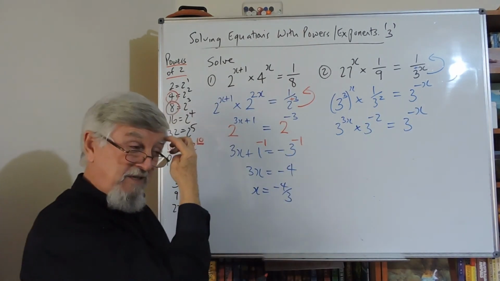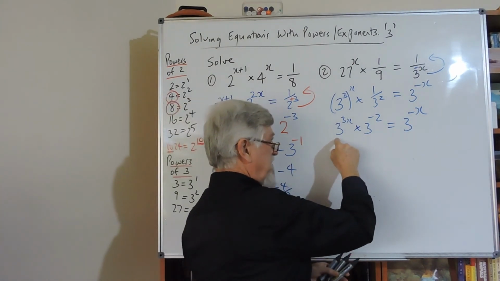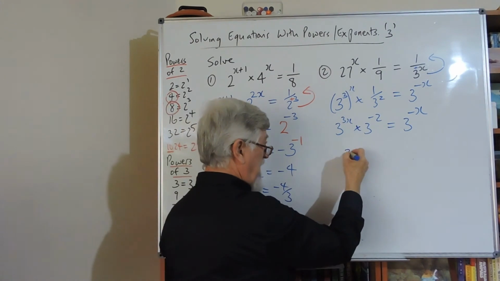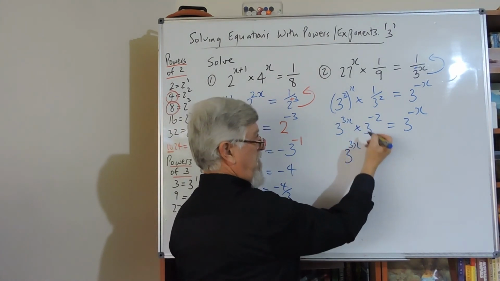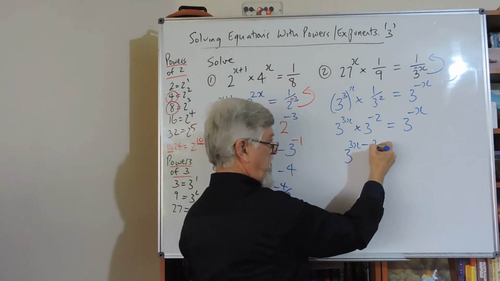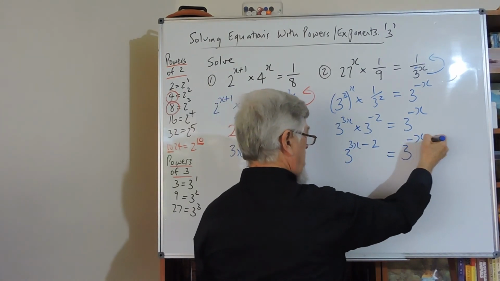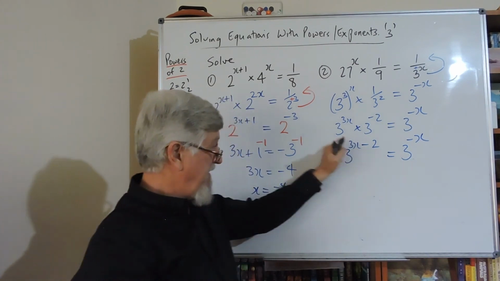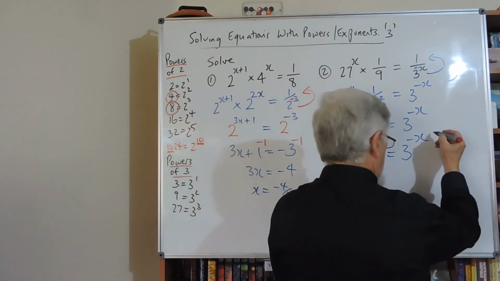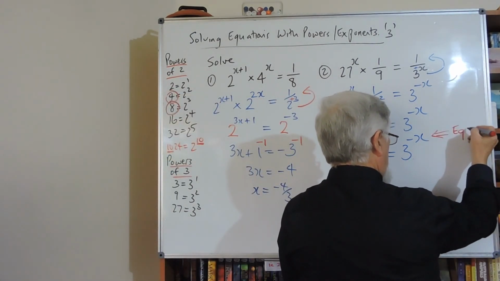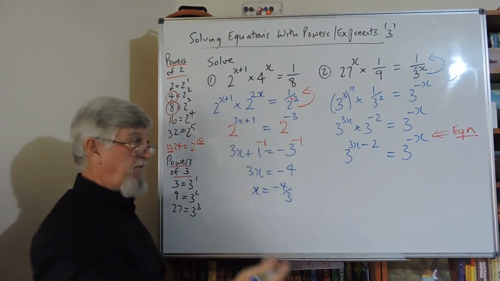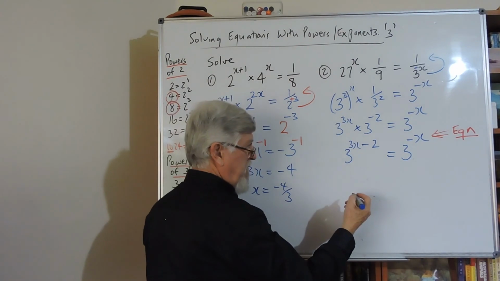Go back to the basics of multiplication. If the bases are the same, we can add the powers. Bit weird when we say we're adding the powers because it's 3x plus minus 2. We can just write minus 2. You've got 3 to the minus x. Once you've got just a 3 and just a 3, that becomes the equation. So it's like saying all of this now becomes the brand new, I put EQN, that becomes the equation. We talk about equating the powers or equating the exponents.